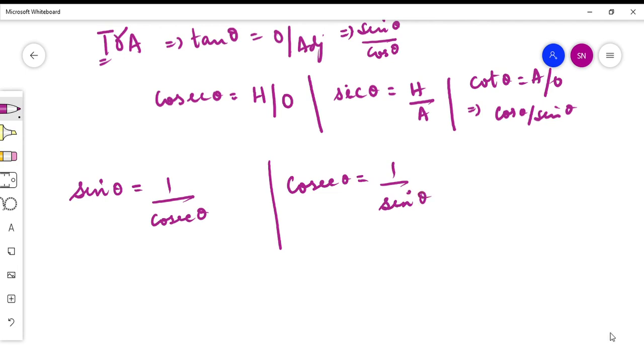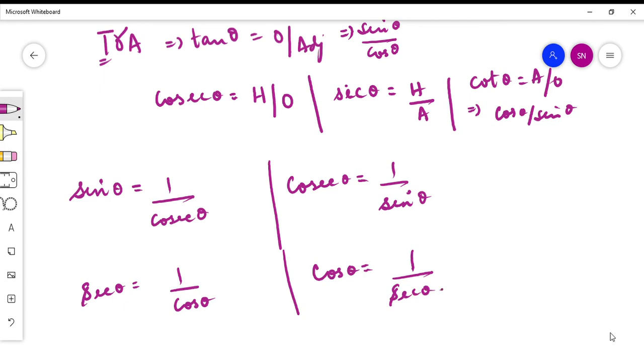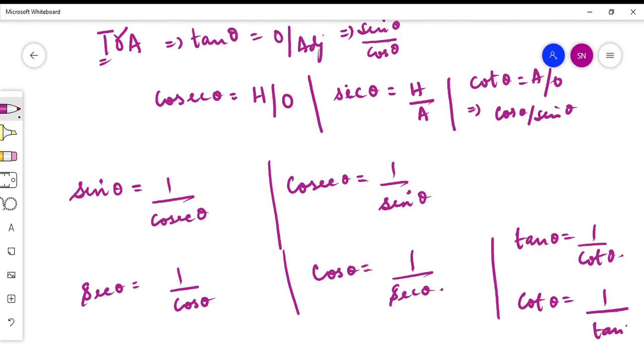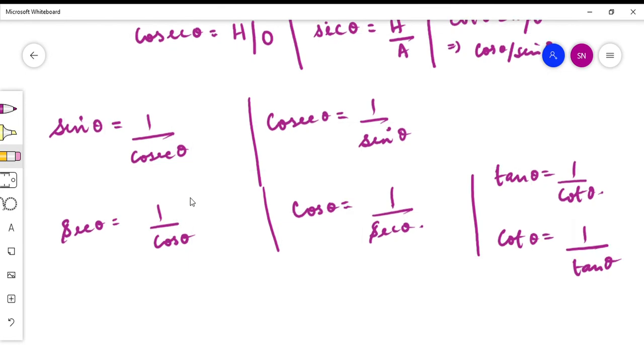Okay, now when I come to secant theta, it can be written as 1 by cos theta. Similarly, cos theta can be written as 1 by secant theta. Okay, see, these are all called as reciprocal ratio. Similarly, tan theta can be written as 1 by cot theta, and similarly, cot theta can be written as 1 by tan theta. Okay, but we all know that tan theta can be written as sine by cos. Now I hope trigonometric ratios are pretty clear.